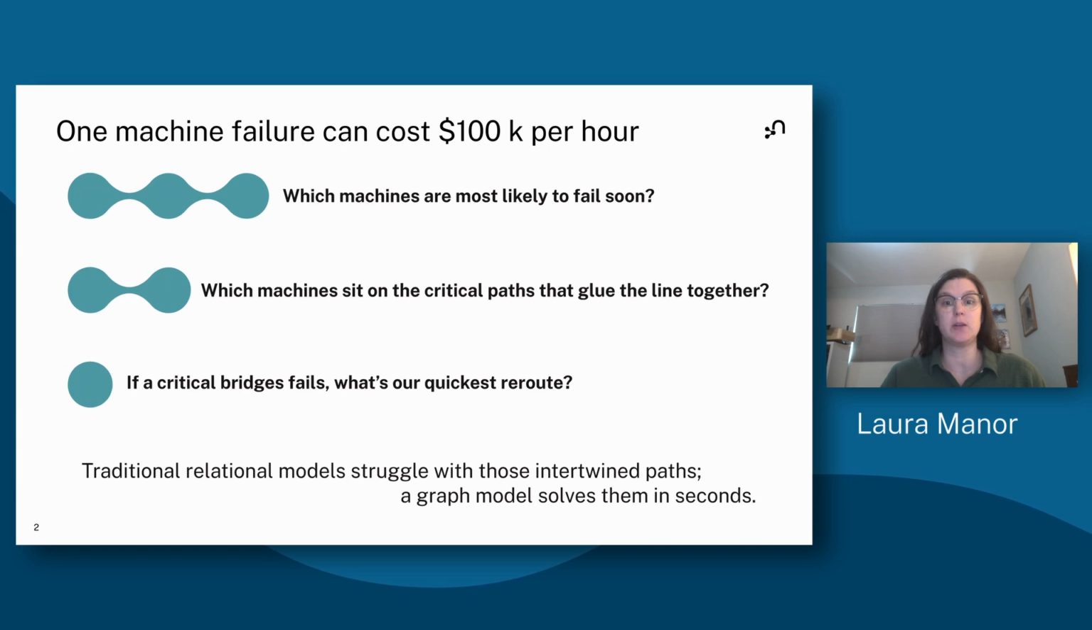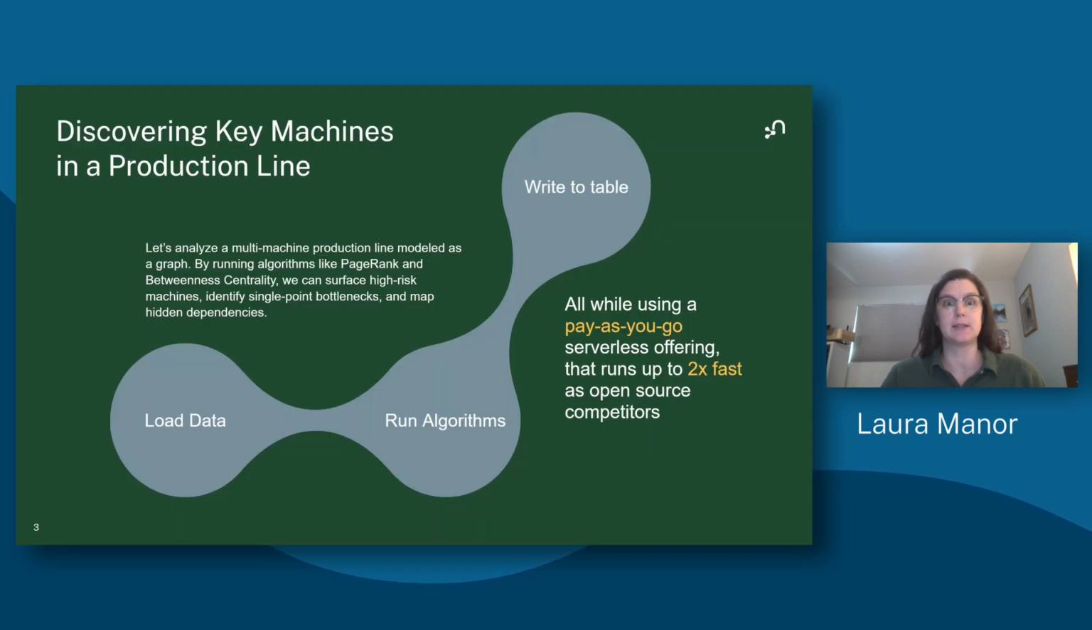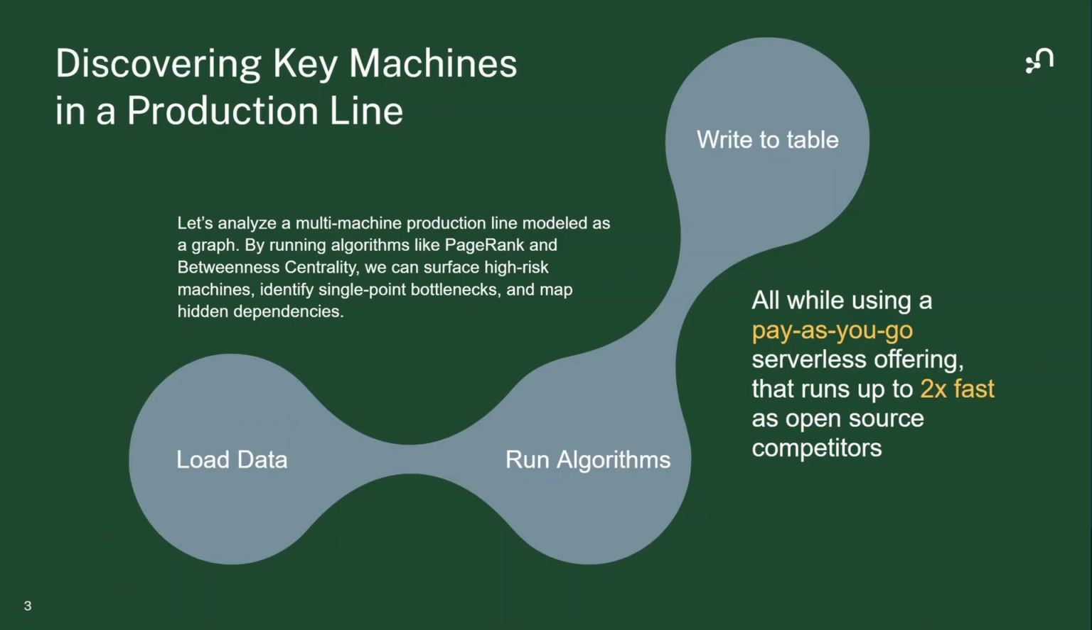Which ones sit on critical paths in the workflow? And if a bridge machine goes down, what's our quickest reboot? While traditional models struggle with these kinds of complex intertwined flows, a graph model can solve them in seconds. Our approach is simple yet powerful.